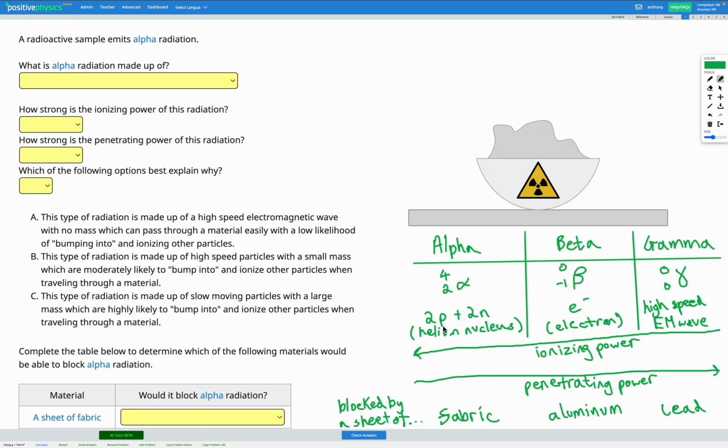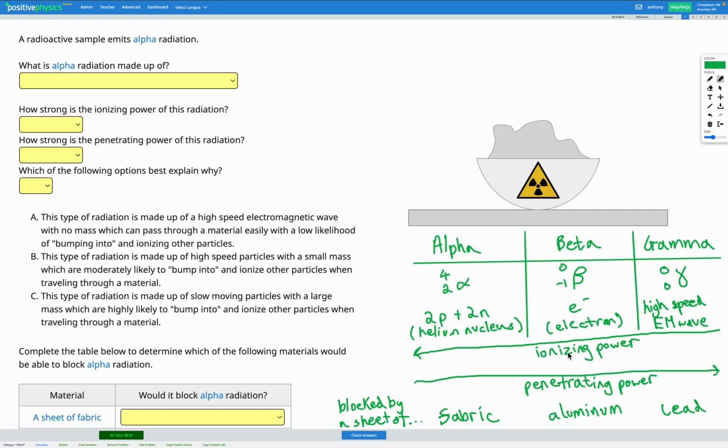A helium nucleus, however, has 2 protons and 2 neutrons. That has quite a lot of mass compared with beta and gamma. So that's going to be a kind of big particle. An electron is a small particle, and then gamma, that's just a wave.